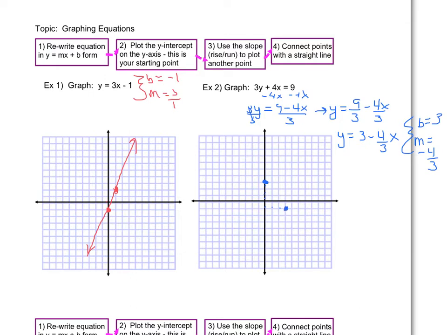Again, I would typically grab a ruler for this, but then I go ahead and connect those with a straight line. And again, I should have a ruler so I do a better job of going through that point. My graph should look something like that.